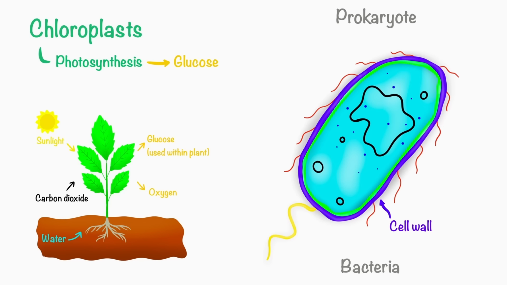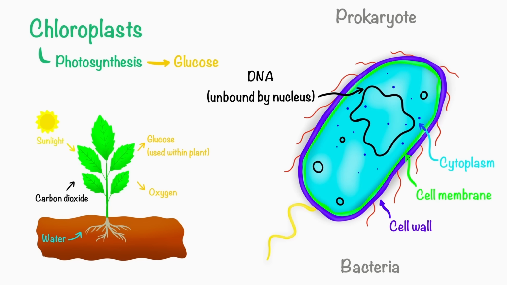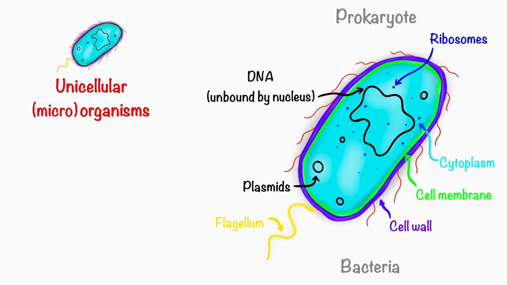Now let's move on to bacteria, a prokaryotic organism which shares many of the components found in eukaryotic cells, such as a cell wall, a cell membrane, cytoplasm, DNA unbound by a nucleus, and ribosomes. However, it has additional features such as plasmids and a flagellum. As mentioned earlier, bacteria are unicellular microorganisms. Therefore, they evolved with a cell wall that acts almost like a shield to protect them from their environment.